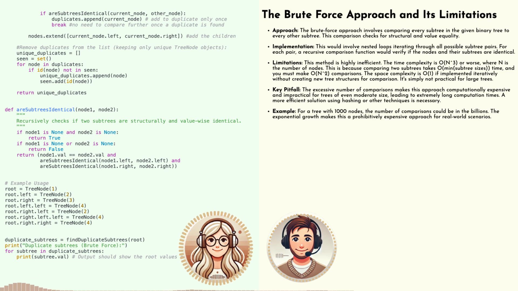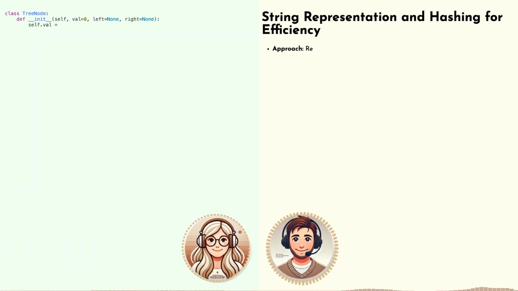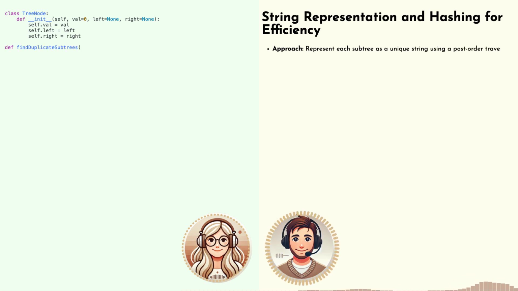That sounds like it could get really computationally expensive, especially if we have a massive tree with tons of nodes. You're absolutely right. The number of comparisons we'd have to make would just explode, making this approach really inefficient for anything beyond the tiniest of trees. Technically speaking, the time complexity would be O(n squared), where n is the number of nodes. Which is not something we want. Not ideal. So brute force is out the window. What's a smarter way to do this?